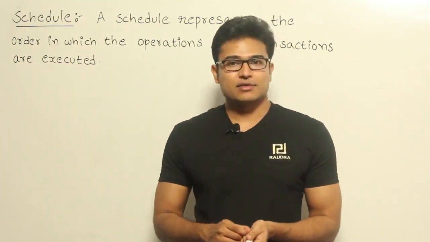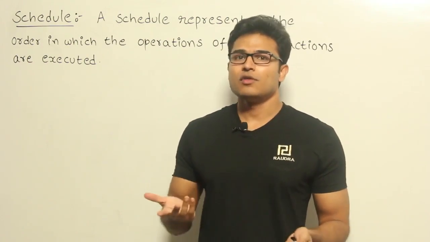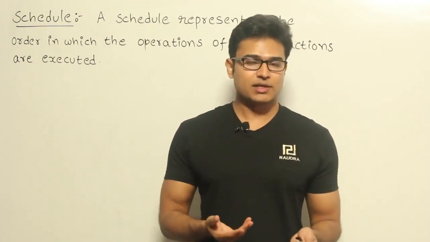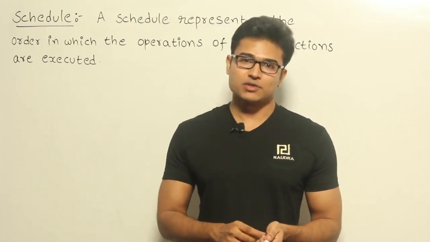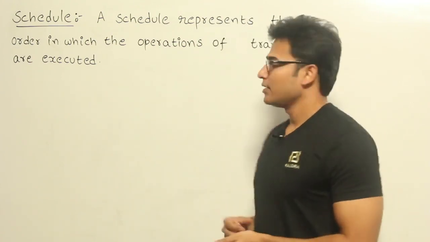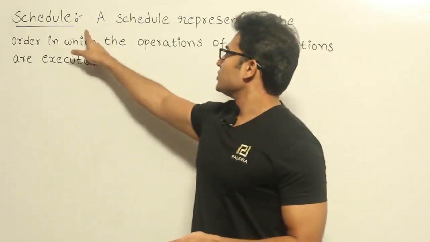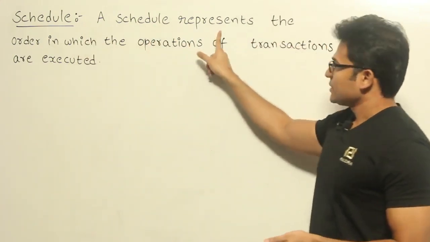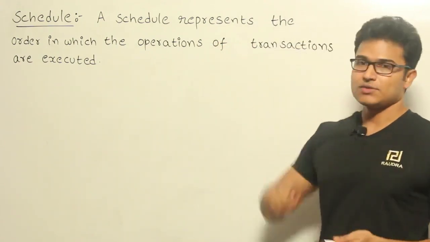If you have only one transaction, then you have no other way. You are going to execute from top to down, so there is no way you are going to get many schedules. But when you have more than one transaction, many schedules are possible, right? Now I'll read out the definition and give you the examples. A schedule represents the order in which the operations of transactions are executed.